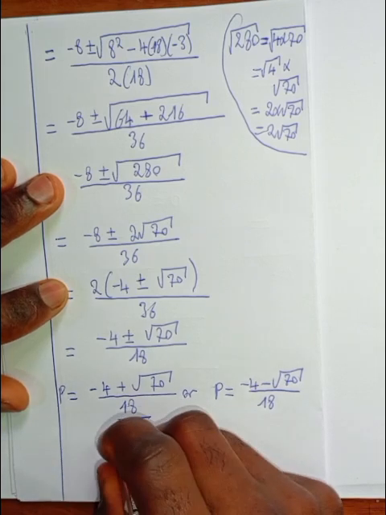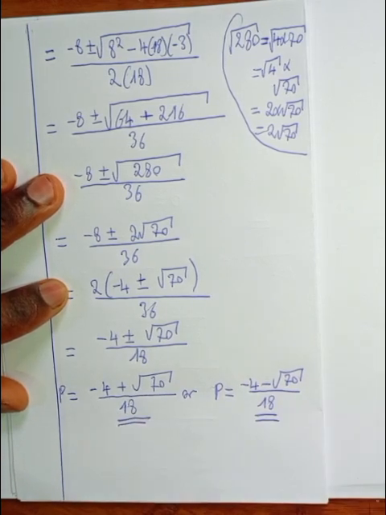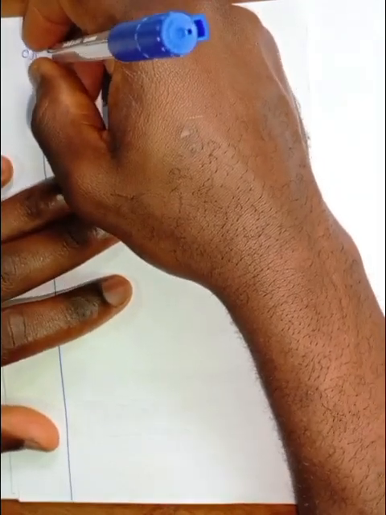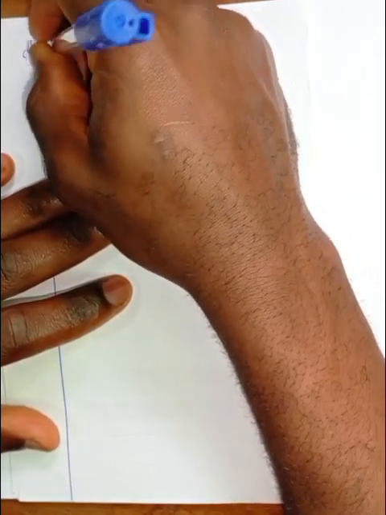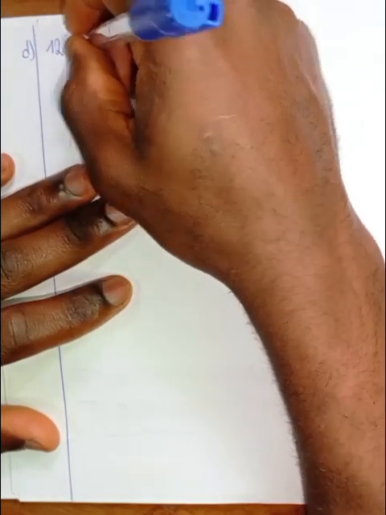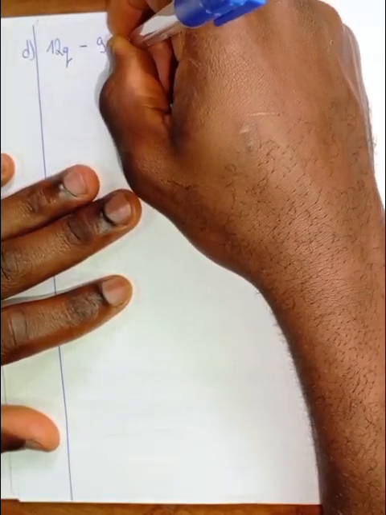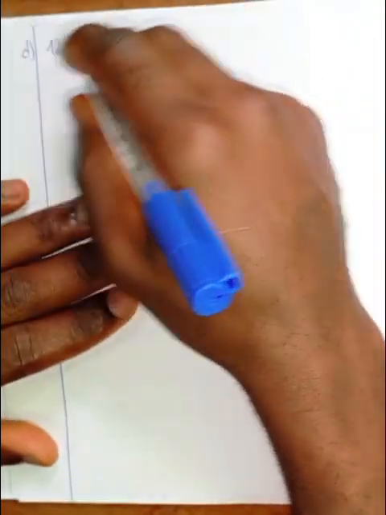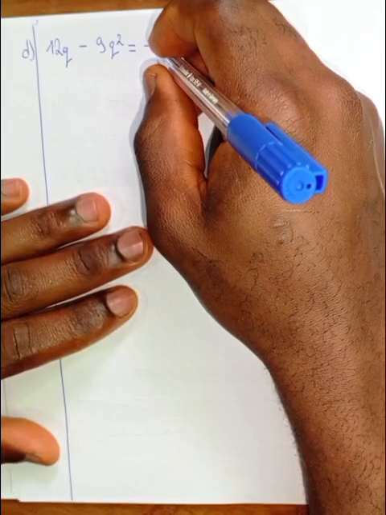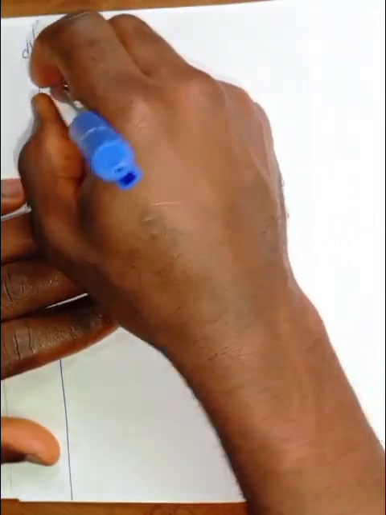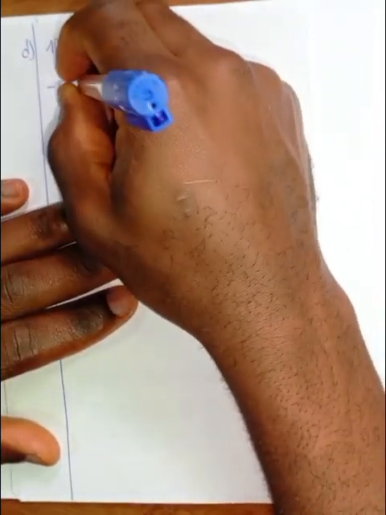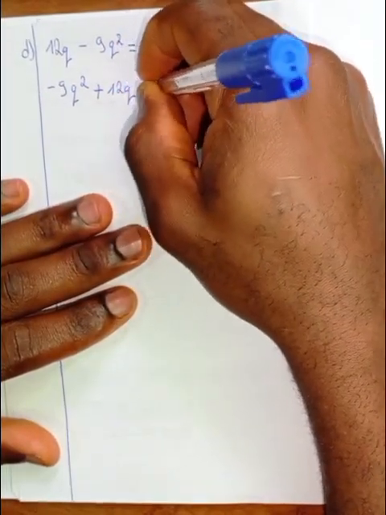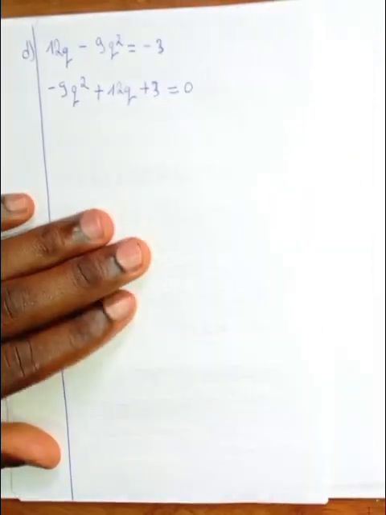We are going to leave our answer in this form. Now we move to question D. For question D, we have 12q minus 9q squared is equal to negative 3. We are going to arrange our equation, and we are going to transfer negative 3 to the left hand side. This will give us negative 9q squared plus 12q plus 3 is equal to 0.